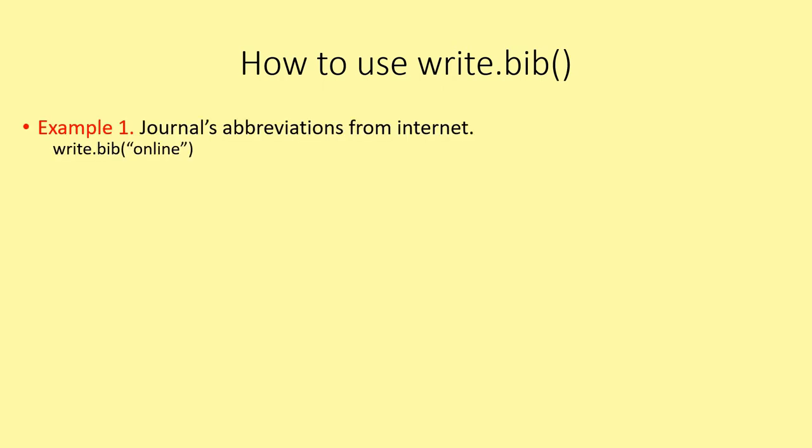Let me show you how to use the code, and I will tell you with examples. So the first example is that journal abbreviations are taken directly from the internet. For that purpose, you can write the function like write.bib, and inside these parentheses, you will write online string. This will take the journal abbreviations from specific web addresses and will create those three files for you.